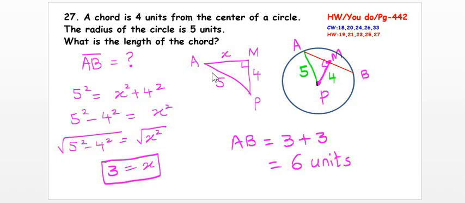I have drawn the triangle separately over here. Then we want to find one of the legs of the right angle triangle. I made use of the Pythagorean theorem. It gave me x equals 3. So this shows that this part of the chord is 3. I want to know how long the chord AB is, so you will do 3 plus 3 or 3 times 2. So it will become 6 units.